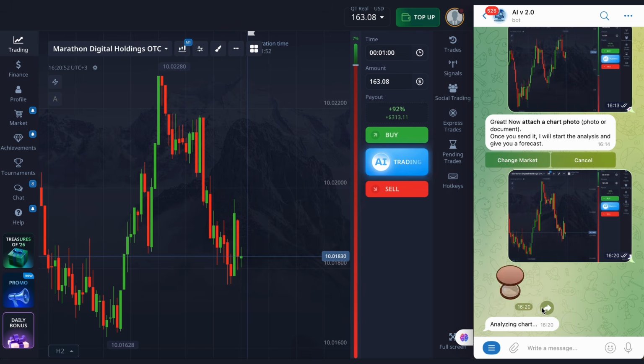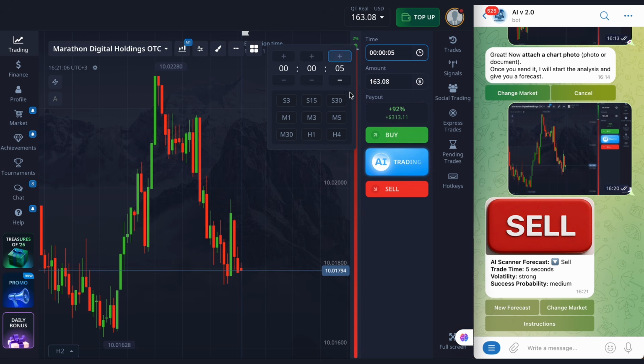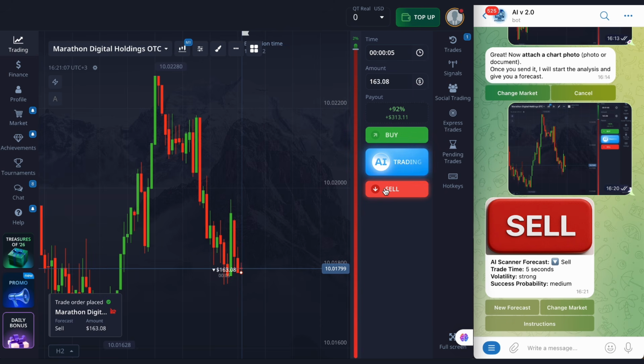It's analyzing the chart and building strategies. And is this gonna be a win? We are about to find out, people. Studying candlesticks, and what is this gonna be? It's gonna be a 5-second sell, setting my timer on 5 seconds, ladies and gentlemen, and executing a sell order on this trade. We're gonna hold on tight to see how this is gonna play out.